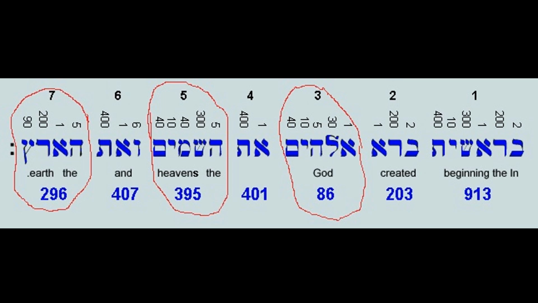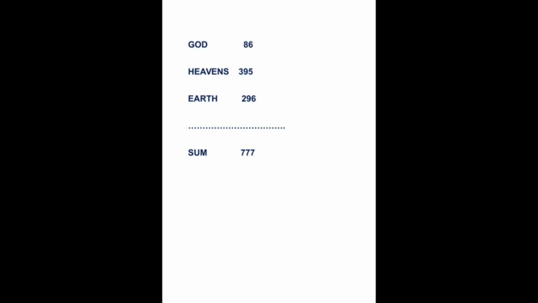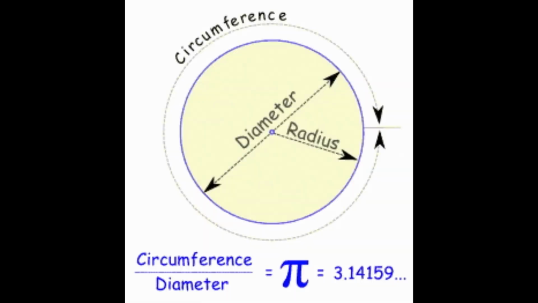What's neat about these numbers is if you take the words God, heavens, and the earth, and you add those numbers up, you come up with a sum of 777, which is pretty cool because 7 represents the number of God. Okay, so here's the equation for pi.